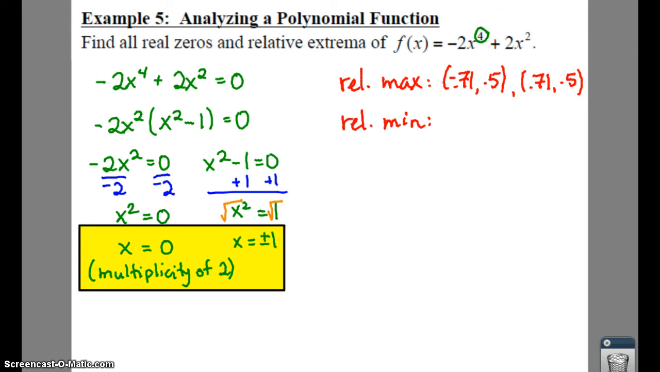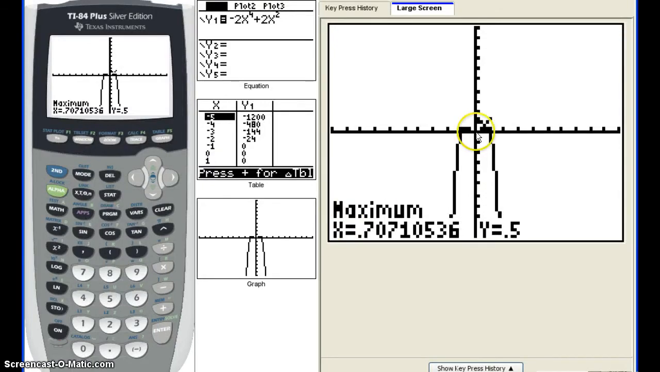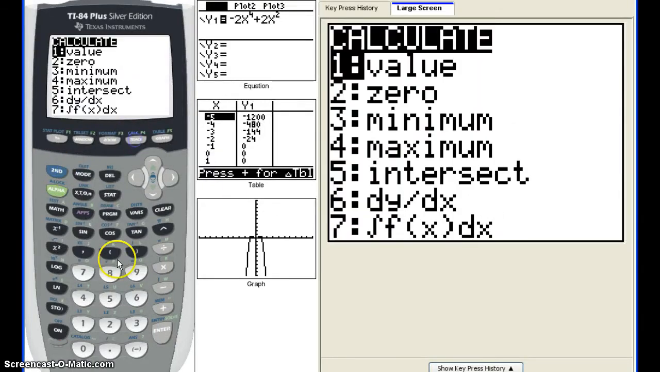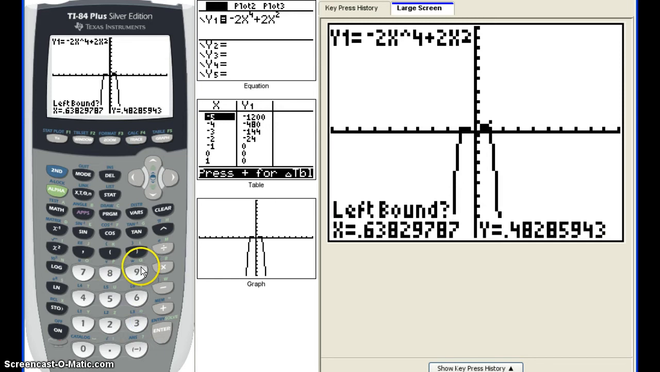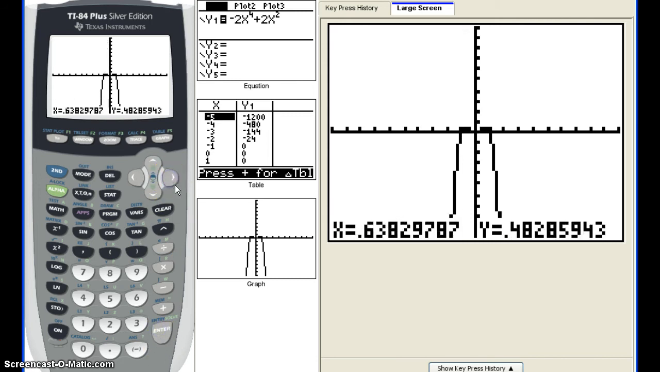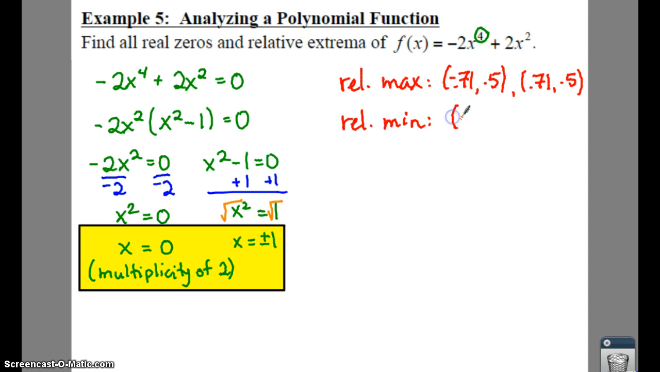And now for your relative min, I guess it's 0, 0, but you go second, trace, 3 for your minimum, and I'm going to choose a relative min. I'm just going to go to the left, there we go, it's to the left, go to the right, and here is your relative minimum. Notice this is e to the negative 6, e to the negative 12. That means the same thing as 0 comma 0. So there you go.